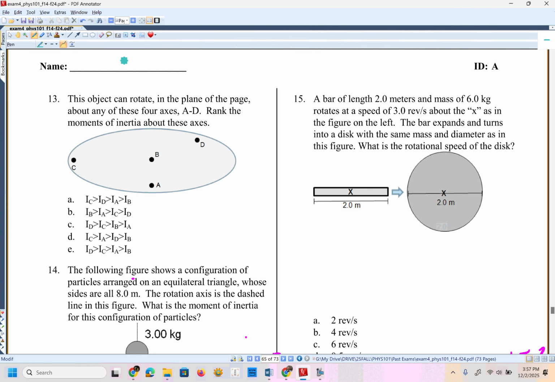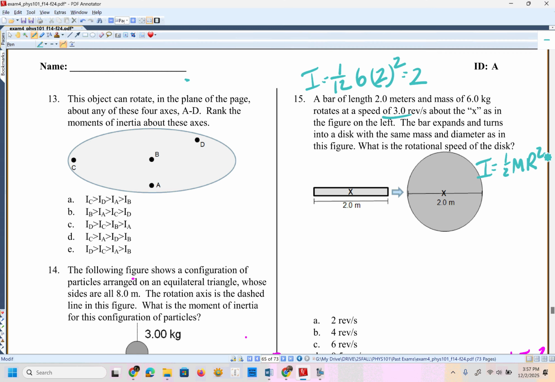I have a bar that has a length of 2 meters and a mass of 6 kilograms, and it's rotating with that speed. By the way, that moment of inertia would be 1/12 of the mass, 6, times the length, 2 squared. That's equal to 2. And then it turns into a disk. The moment of inertia of that would be 1/2 mr squared.